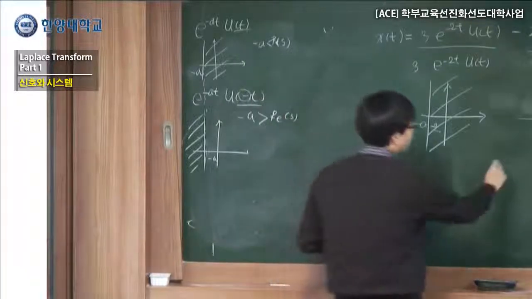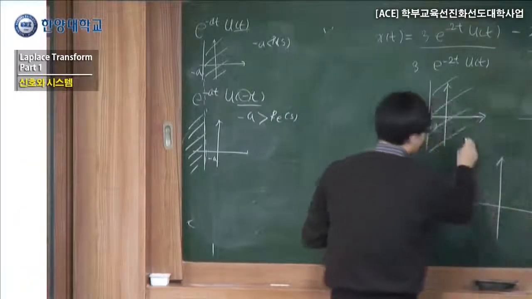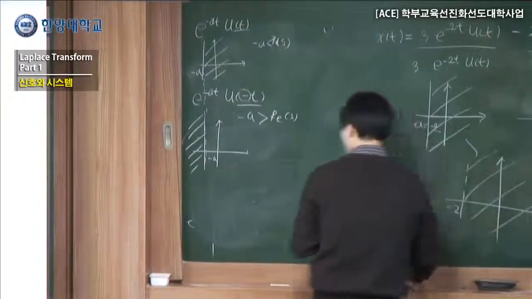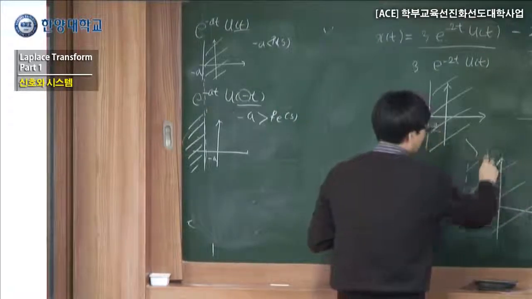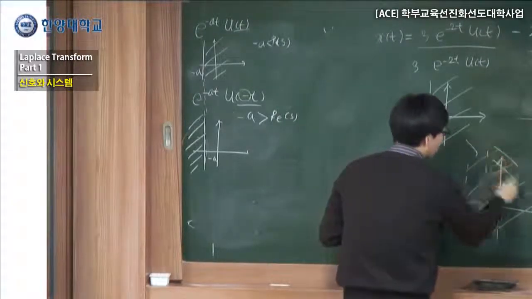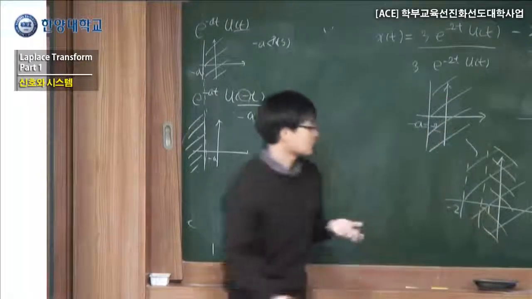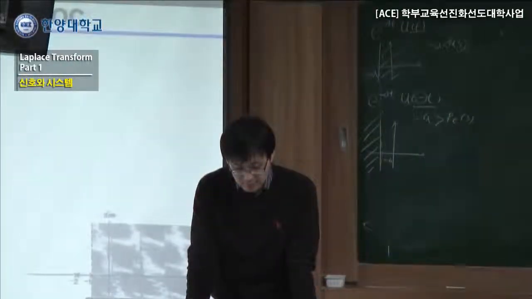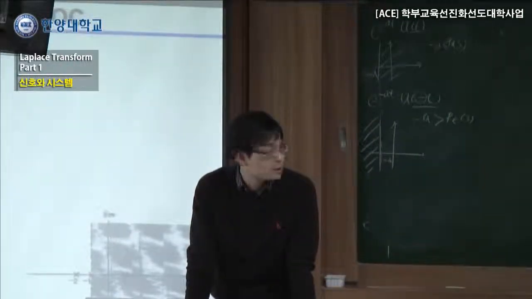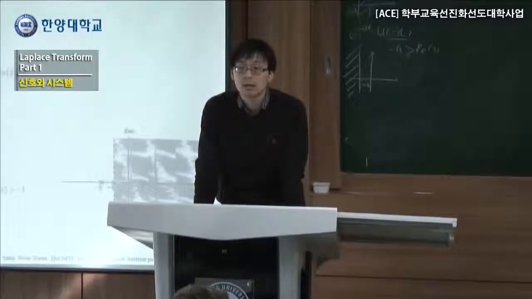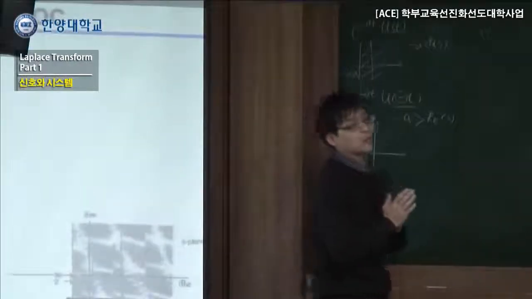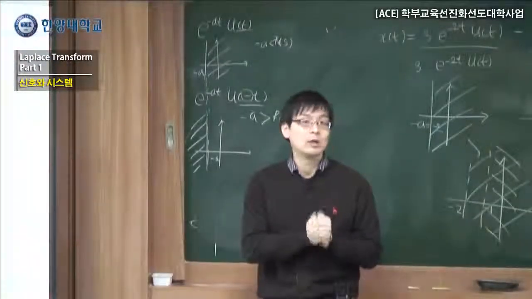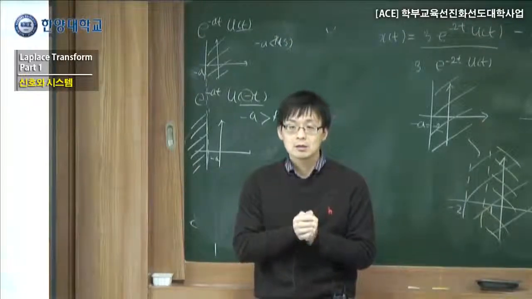If you combine them together, the first one is larger than minus 2. The second one is larger than minus 1. So in this case, what is our region of convergence? They are overlapping. In this region, we guarantee that the value converges, meaning that the value exists.